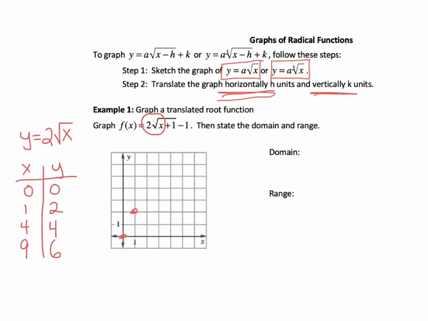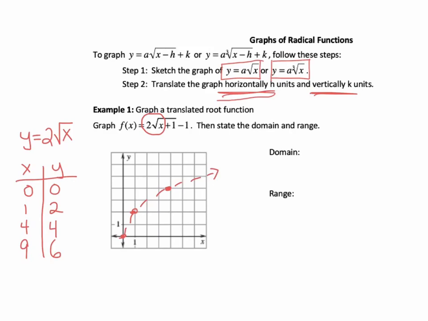So I plotted 0, 0, and then 1, 2, and then 4, 4. 1, 2, 3, 4, up 1, 2, 3, 4. And 9, 6 isn't going to fit on here, so I'm good with that for right now. And then because this isn't my answer, I always draw it in as a dashed graph. Okay, now I'm done with step 1.